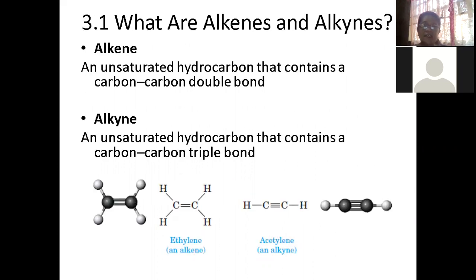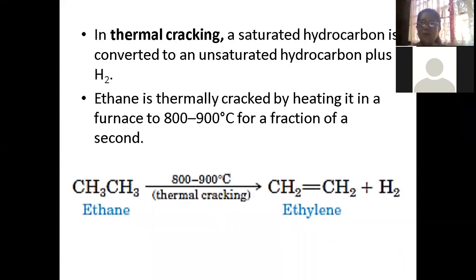So how is this being produced? This is produced by means of a higher temperature. It is known as thermal cracking. That is why most of the hydrocarbons, especially the alkane, are very unreactive, because it needs a higher temperature to be converted into an alkene. For instance, we have ethane. It will be converted into ethylene by means of thermal cracking at a temperature of 800 to 900 degrees. So from ethane, that will be converted to ethylene or ethene by means of thermal cracking.